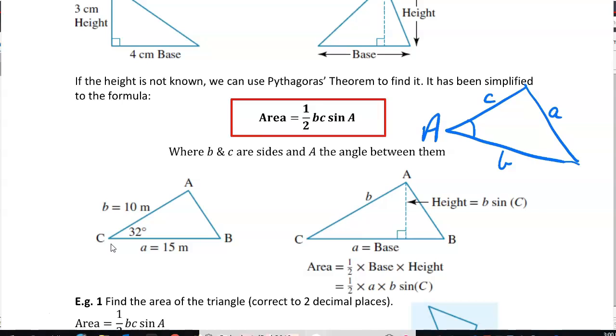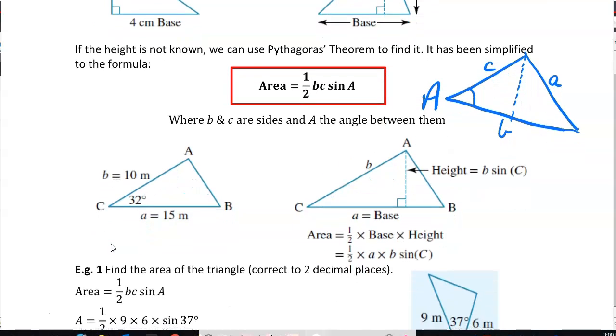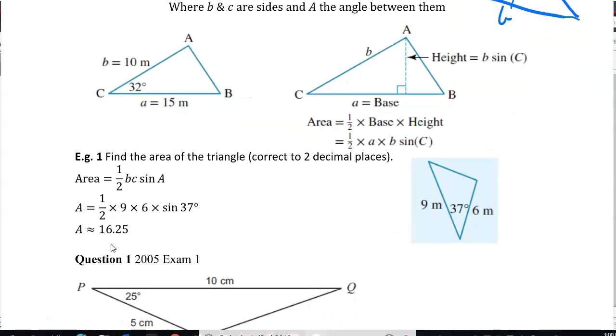So what this is saying, half times b, c, sine A. It's sort of showing you a bit down here how it's all come about. That will basically give you that c sine A will give you the height. Okay, it's derived from Pythagoras' formula.